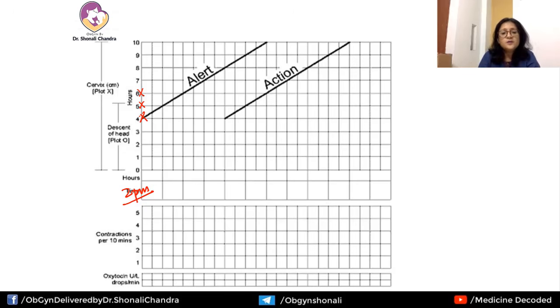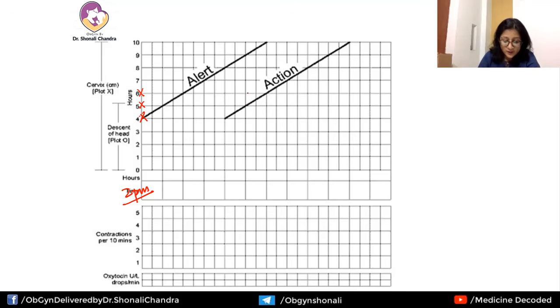In this WHO modified partogram, we see that the plotting begins in the active phase. There is no plotting in the latent phase. Another important thing that you can see here is that there is an action line also drawn. That is drawn 4 hours beyond the alert line, parallel to the alert line. All right, so this is also there.